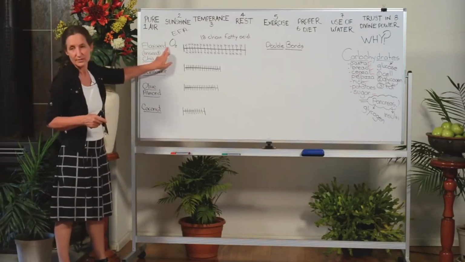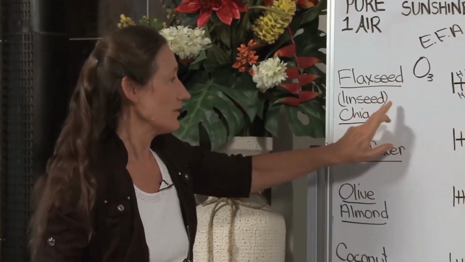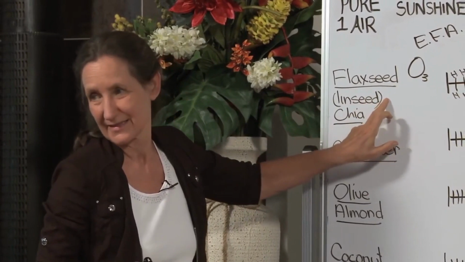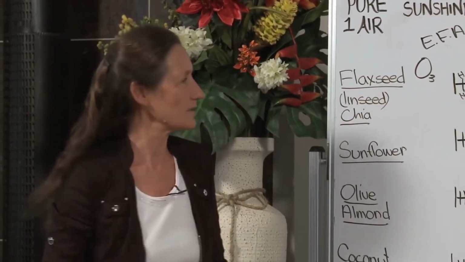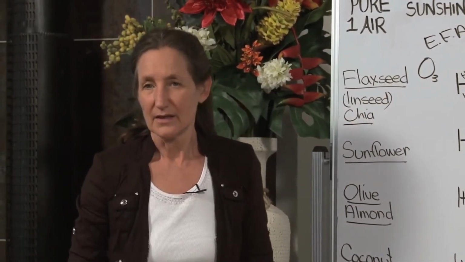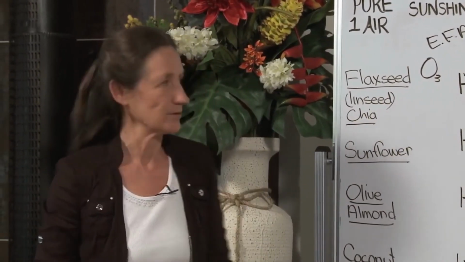Flaxseed is the highest source of omega-3. Flaxseed and linseed are basically the same thing. Chia seed is the second highest source of omega-3. What I'd like to show you now is why it is so important in the body.